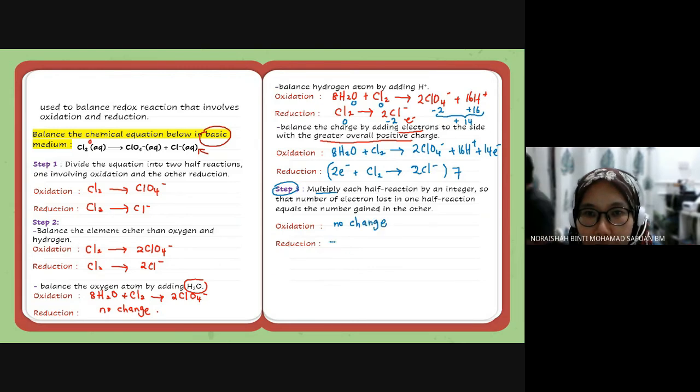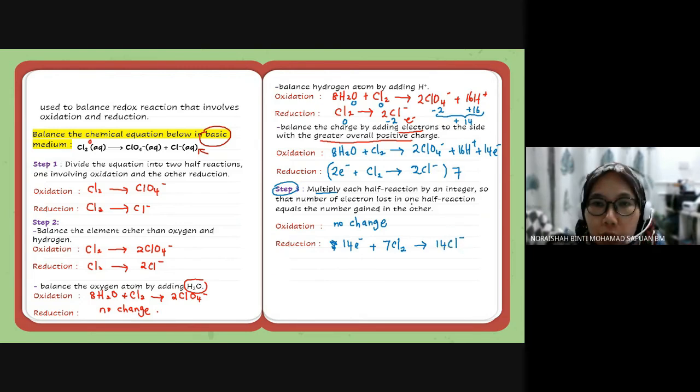So reduction, you have 14 electron times plus 7 chlorine, then you will form 14 chloride ion. Okay, 14 chloride ion. So the oxidation reaction still same, sama dengan atas ni. So lepas ni kita akan copy untuk next step.